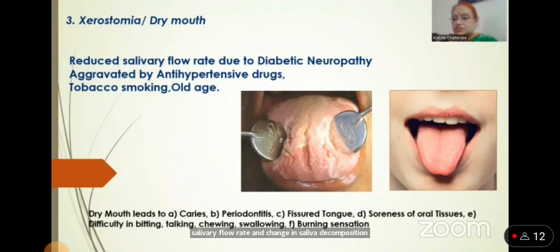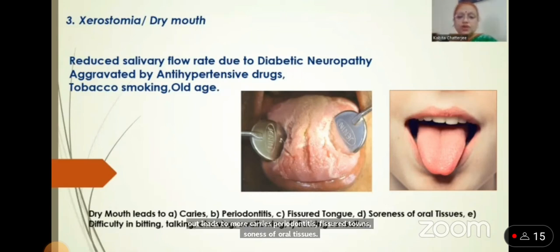There is a scarcity of saliva and it becomes thick and ropey. The situation is aggravated by antihypertensive drugs, tobacco smoking, and old age. There is excessive bacterial deposition in the saliva, and that leads to xerostomia, polydipsia, polyuria. Dry mouth leads to more caries, periodontitis, fissured tongue, soreness of oral tissues, difficulty in biting, talking, chewing, swallowing, and burning sensation.